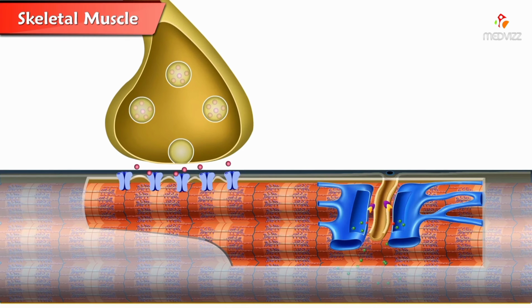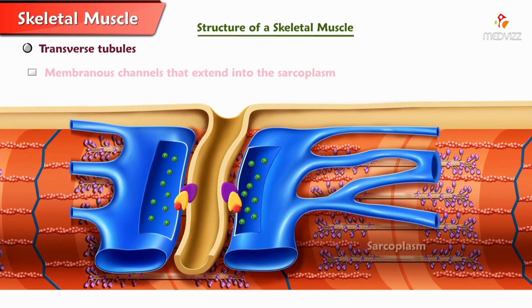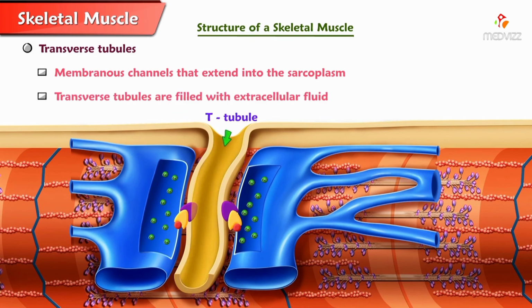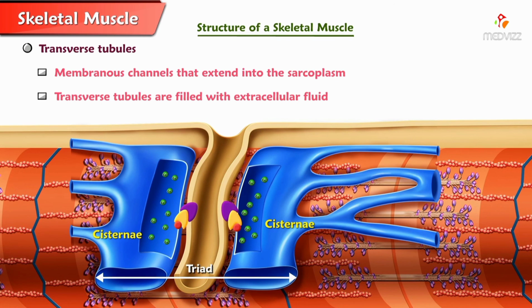into the sarcoplasm. Transverse tubules. These are membranous channels that extend into the sarcoplasm as invaginations continuous with the muscle cell membrane, the sarcolemma. Transverse tubules are filled with extracellular fluid and extend deep into the cell. Each T tubule runs between two enlarged portions of sarcoplasmic reticulum called cisternae. These structures form a triad near the region where actin and myosin overlap.